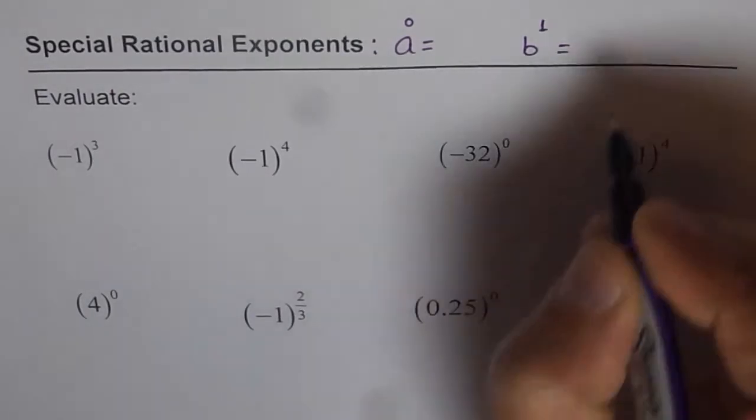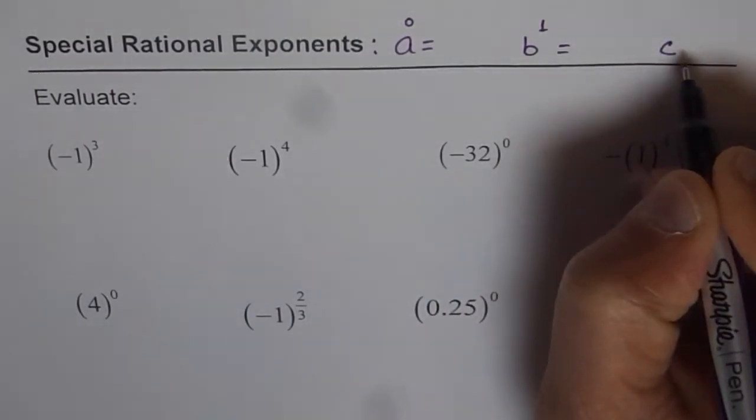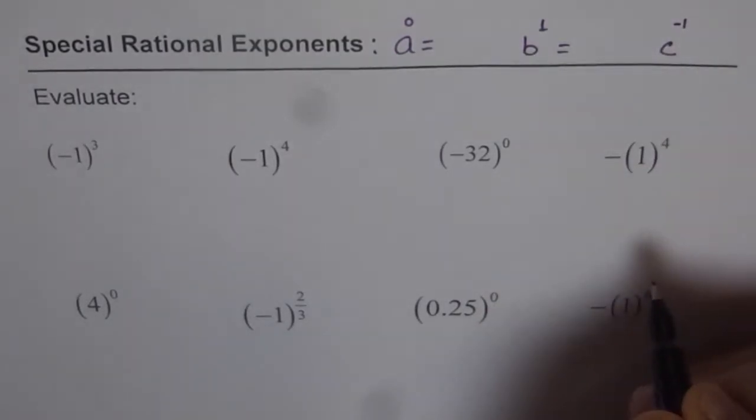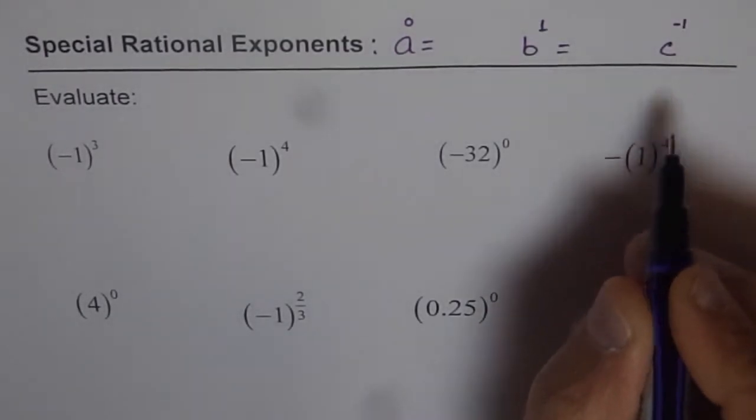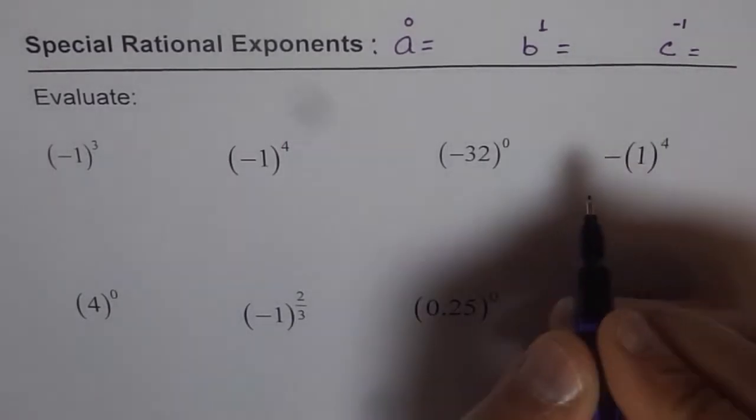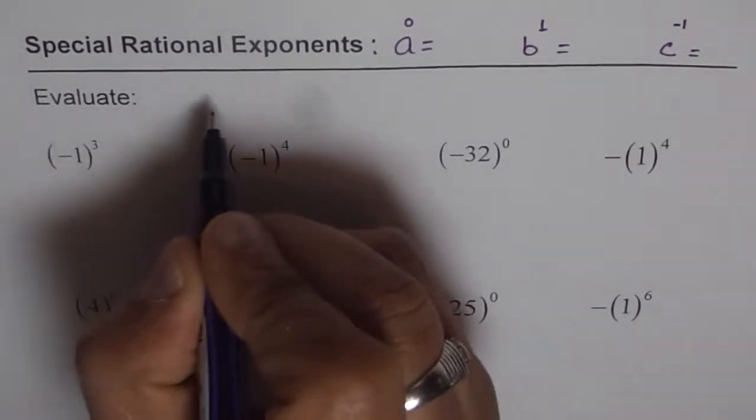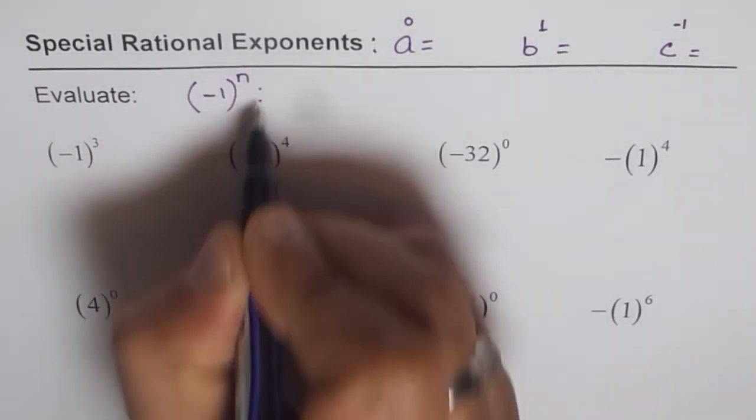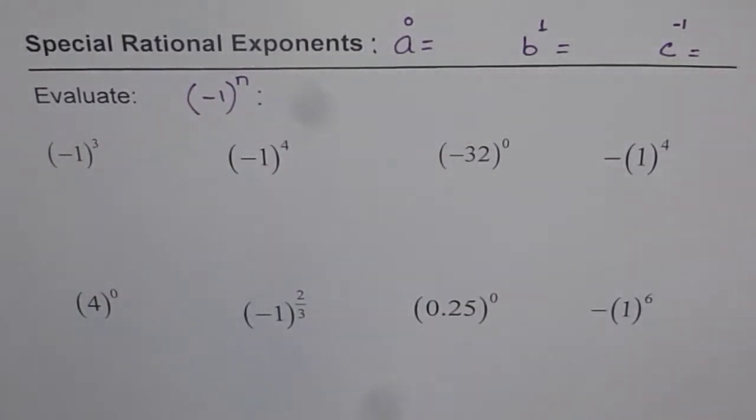And how about c to the power of, let's say, minus 1, right? Think about it and write that down. What does it equal? And the last, which is very important, is minus 1 to the power of n. So I'd like you to write solutions for these first and then the exercise. Now here are my solutions for all of them.